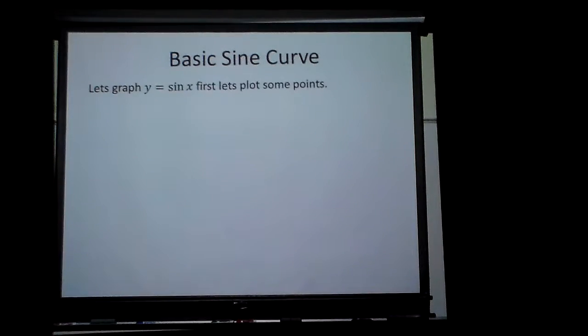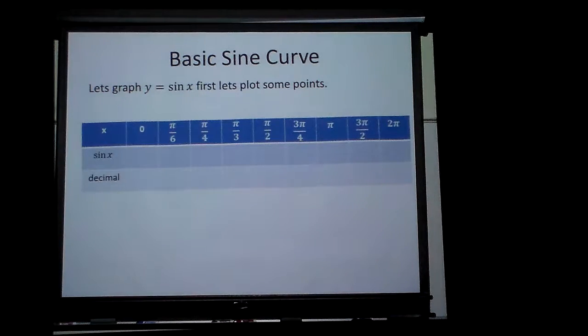What does it look like? So let's graph y equals sine x. First off, let's plot some points. At 0 degrees, or 0 radians, sine is 0. At pi over 6, which is 30 degrees, sine is 1/2, which is 0.5 as a decimal. At pi over 4, sine is square root of 2 over 2, which is 0.707. At pi over 3, sine is square root of 3 over 2, which is about 0.866.